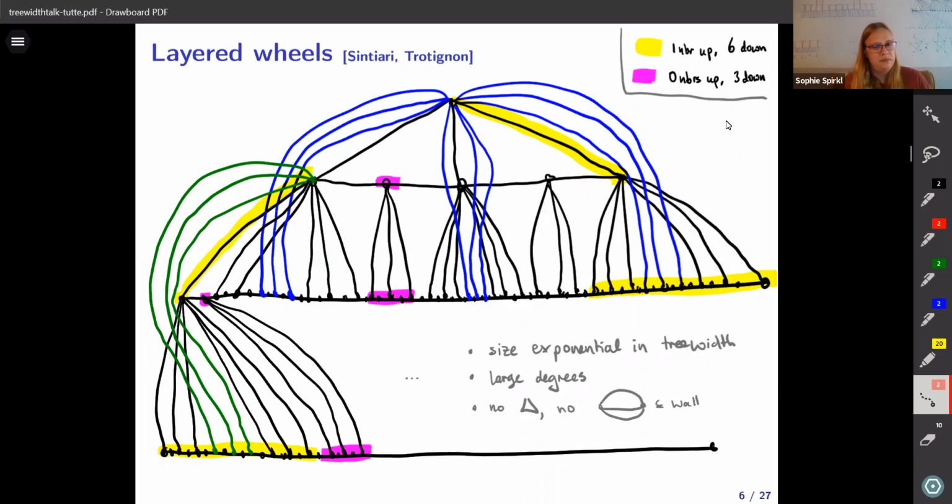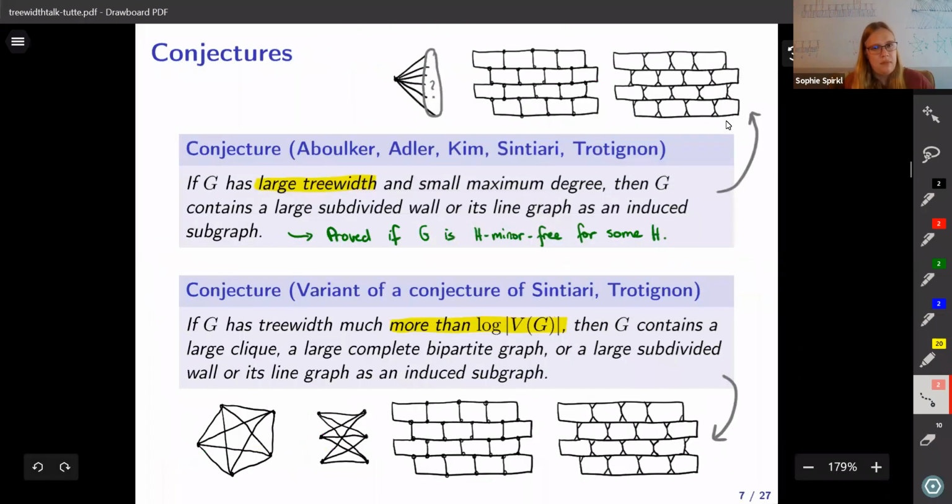So this example kind of motivates a bunch of things we could ask, like, does tree width grow that slowly if we don't have the other things? Or does tree width at least grow slowly if we don't have big degree and don't have walls in their line graphs? So those are the 2 conjectures that, based on the information I showed you so far, would be reasonable and maybe true.